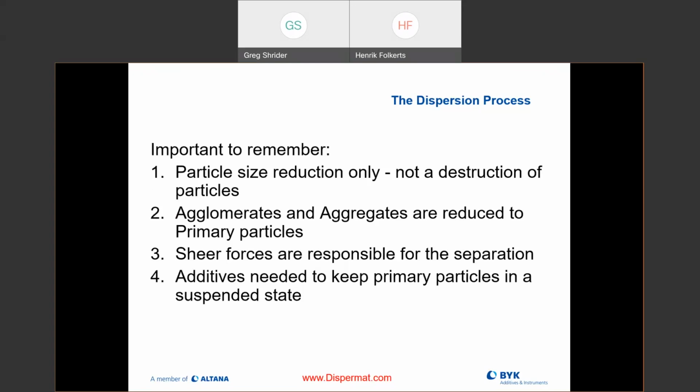So it's really the shear forces that we are creating either with our Cowles blade in the predispersion process or our media, our beads, in conjunction with our milling rotor, that are responsible for the further de-agglomeration of our aggregates down into the primary particle size, and we call that fine grinding or milling. And then at the end, obviously, we need to use some additives to keep all these primary particles in a suspended state so they don't flocculate out. So that's some of the key points here, what we want to achieve when we mill our product.